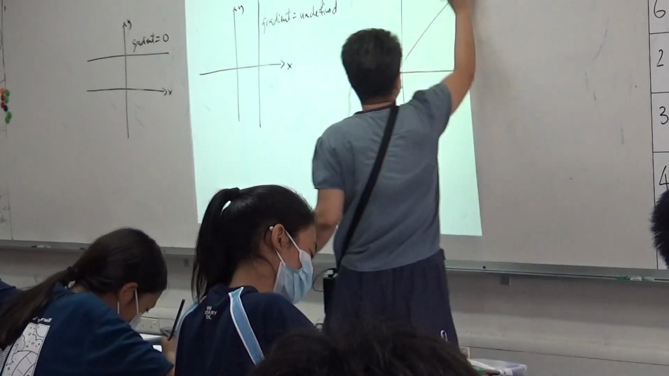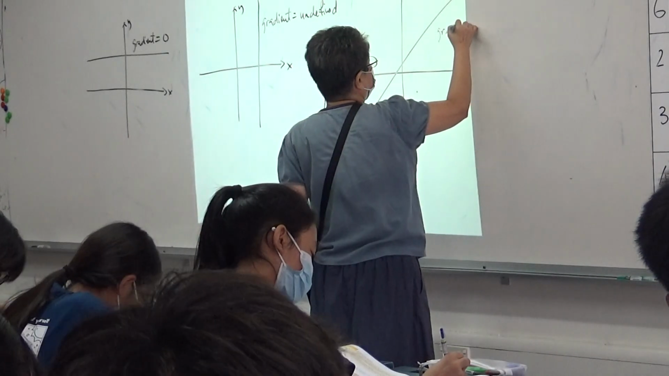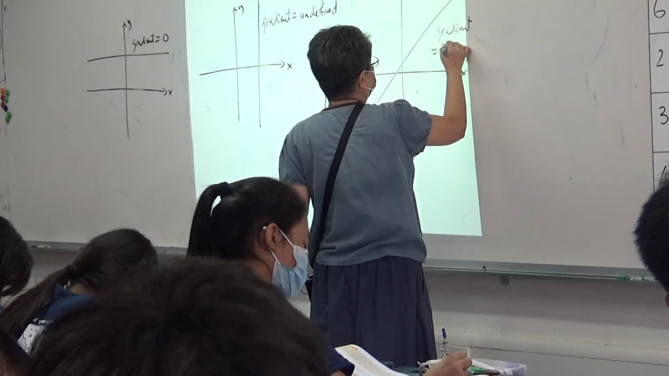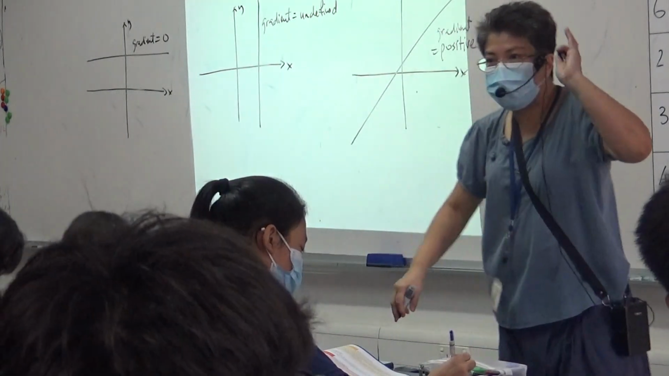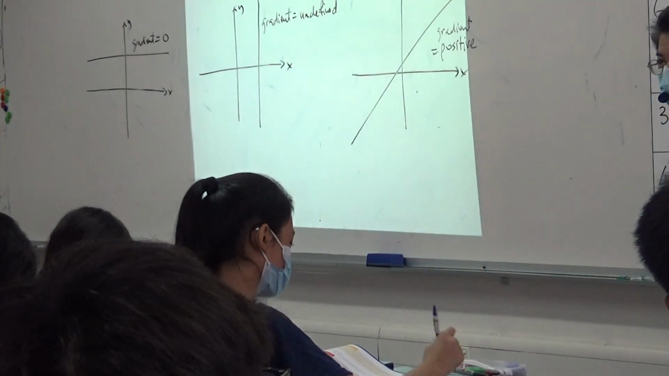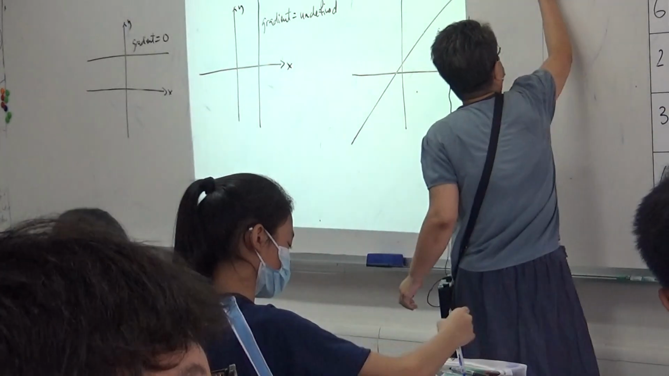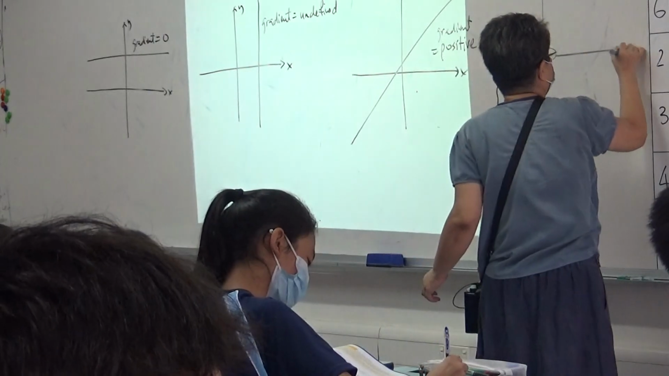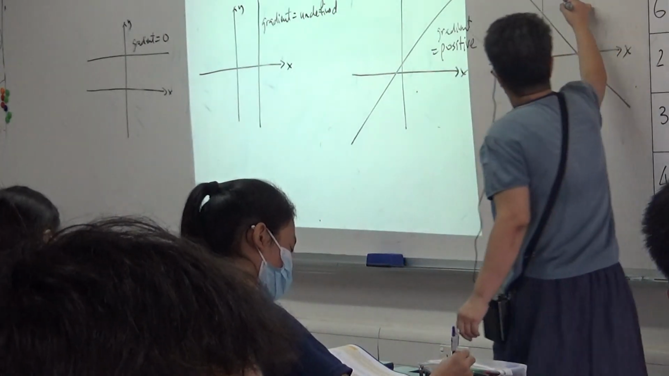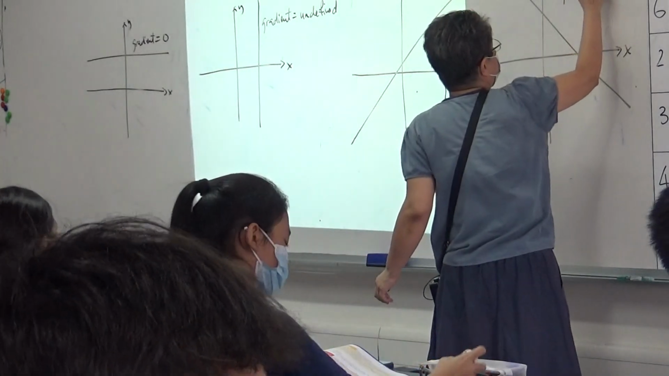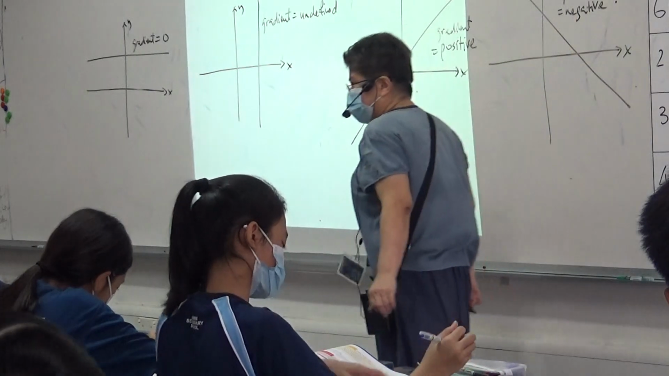Number 3. When a line slopes like that, the gradient is positive. That means the number in front of x is a positive number. Everybody clear? Okay, good. Next one. What if it slopes like that? Then the gradient is negative.